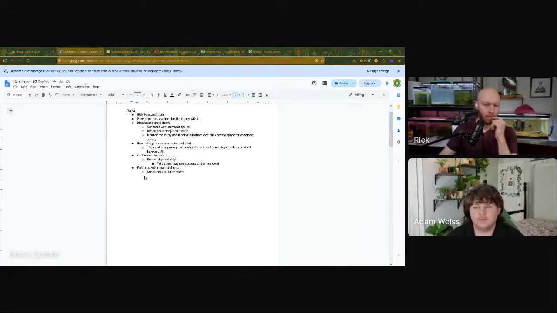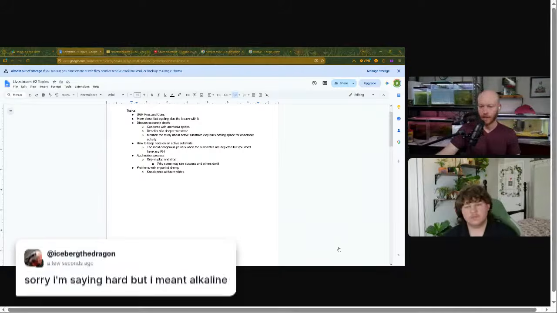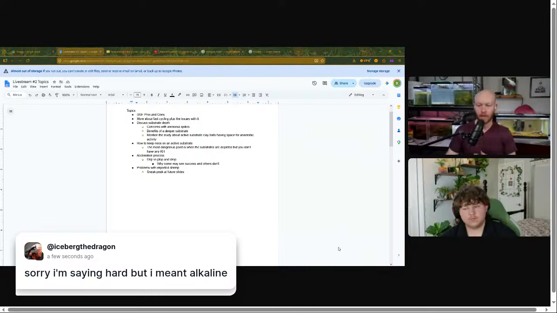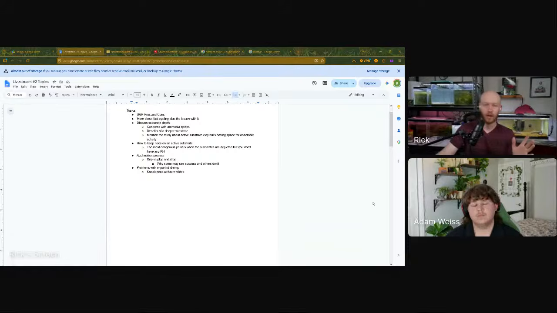Let's see. Oh, okay, so you just meant that. I see a comment here. Sorry, I'm saying hard, but I meant alkaline. Okay, in that case, yeah, that might be perfect. I do wonder what is causing that water to be quite so alkaline. If the KH is 6, what sort of bases are in the water there? But if you're having success with it, that's fantastic. I love to hear it.